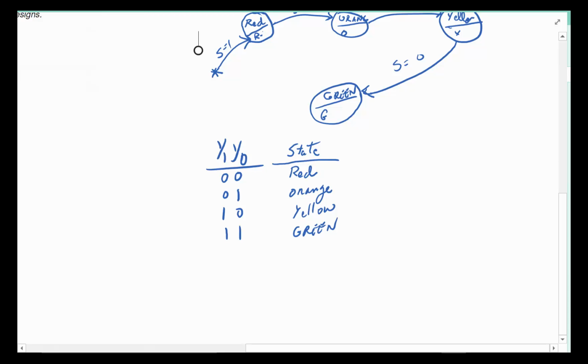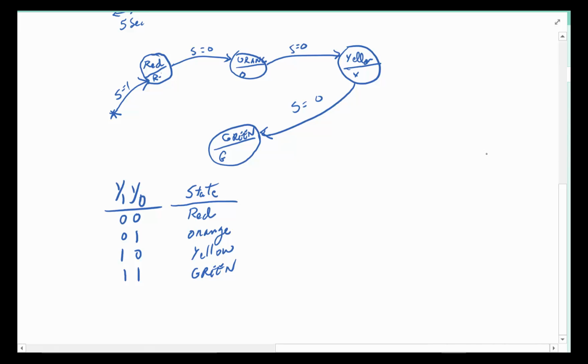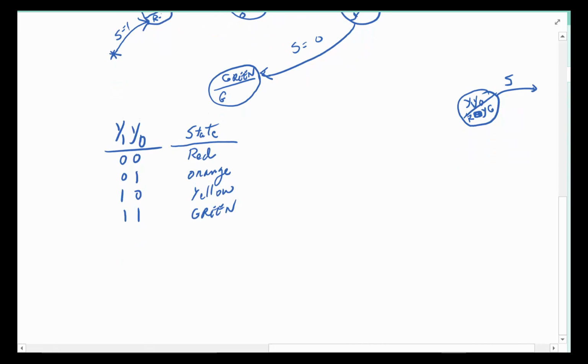redraw this the way we are used to seeing a state diagram, which is we're going to have a legend. It's going to be y1, y0. This is a Moore machine because the colors depend on which state we are in. The way I'm going to put this in is red, orange, let's put it in the same order, yellow and green. And then S, which is the input, will sit up here. Red, orange, yellow, green is the output. So that's our legend. Remember, you have to do a legend every time you do that.